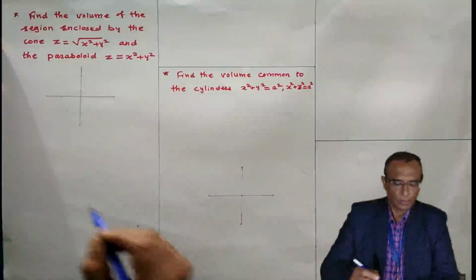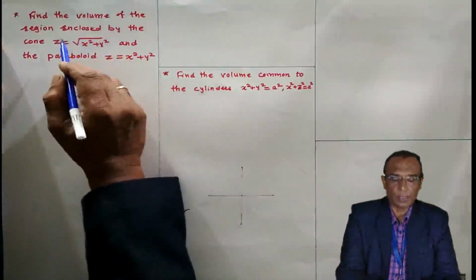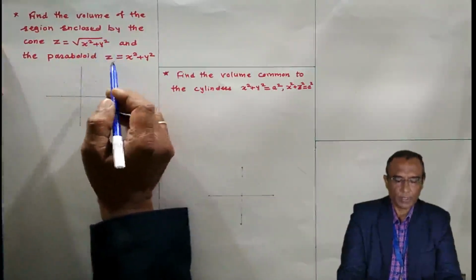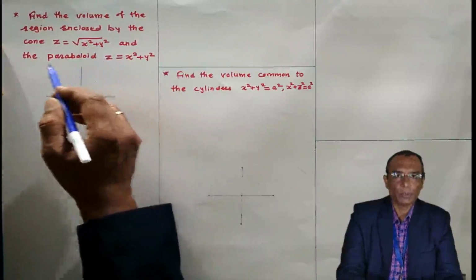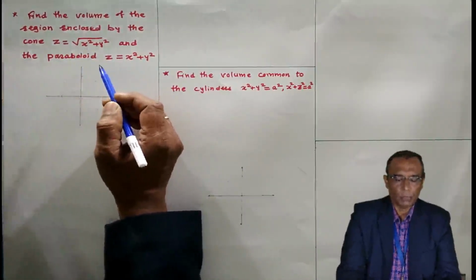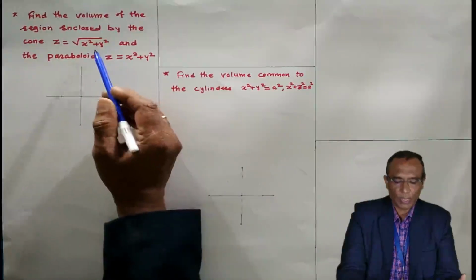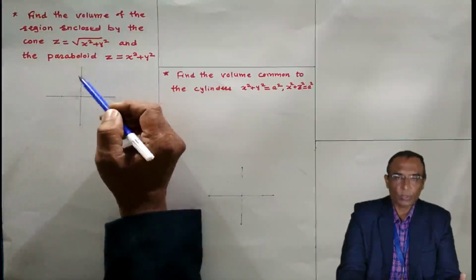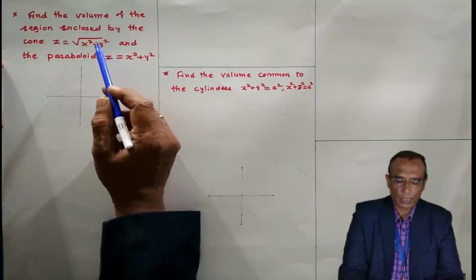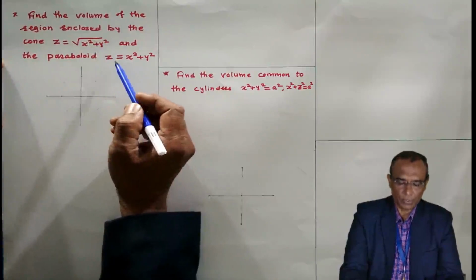Now the next sum: find the volume of the region enclosed by the cone and the paraboloid. Here, I am not going to draw the cone, I am not going to draw the paraboloid, and the volume enclosed by the cone and the paraboloid I am not going to show on the paper. Directly solving the problem and finding the volume enclosed by the cone and the paraboloid.